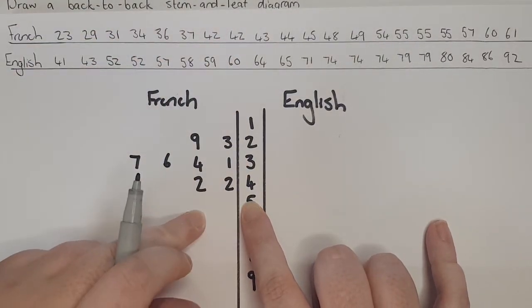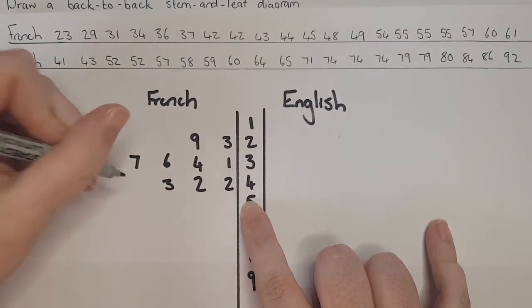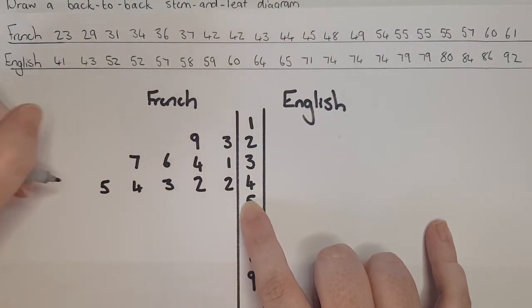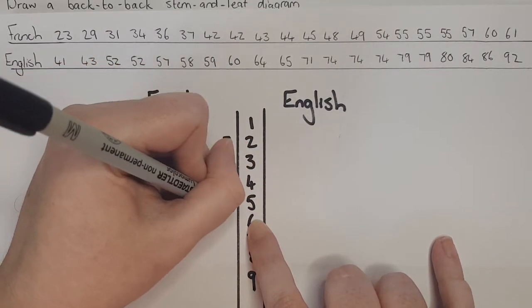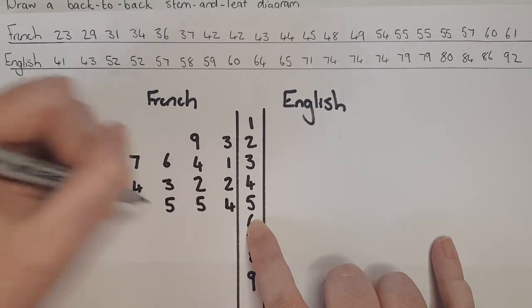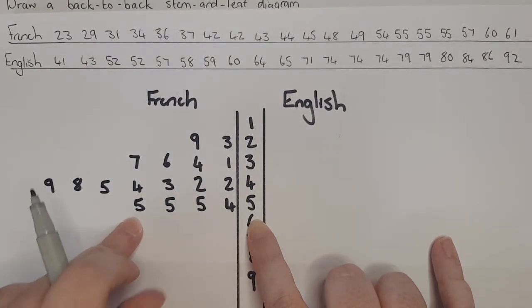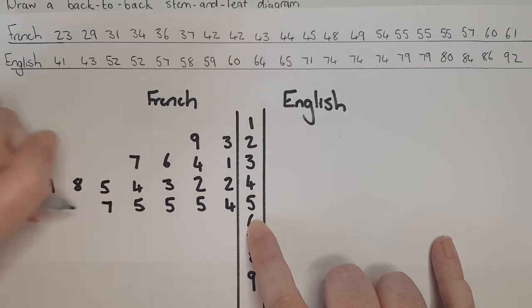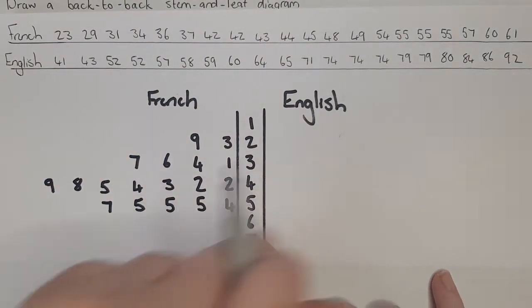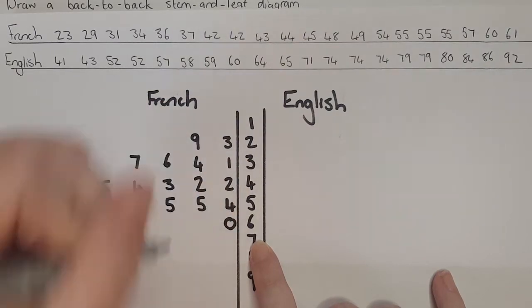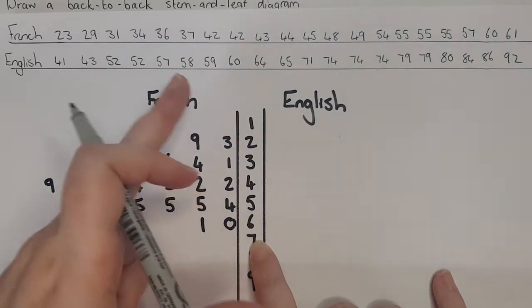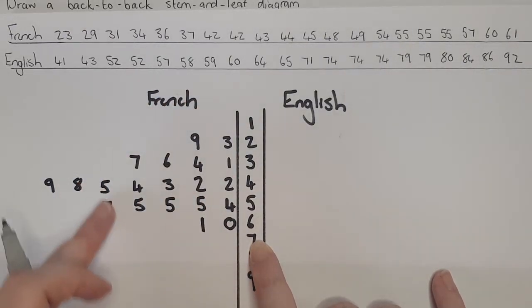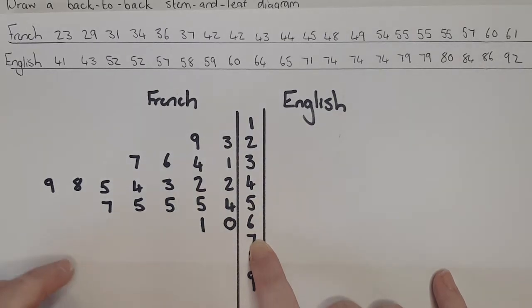Then I move to the 40s, so I have 42, and then another 42, so remember we put the same number again, and then 43, 4, 5, 8, and 9. Then under the 50s, I have 4, 5, 5, 5, remember always the same number if it's there, 7. Then under the 60s, I have to include that 0, so the 0 goes there, and 1. Then those are all my marks for French, and you see that they're all in nice straight lines, one under the other, with a gap in between, so you can see that they're separate.